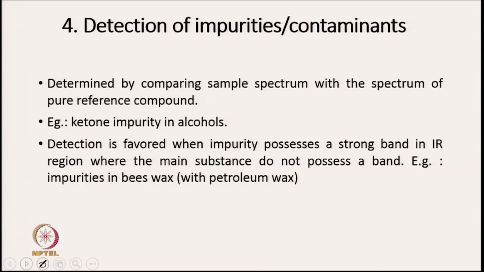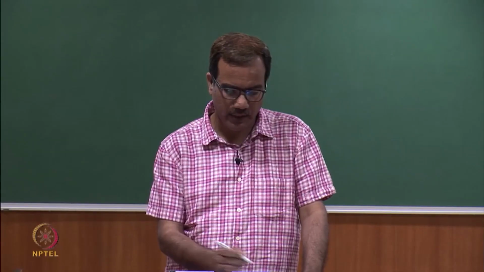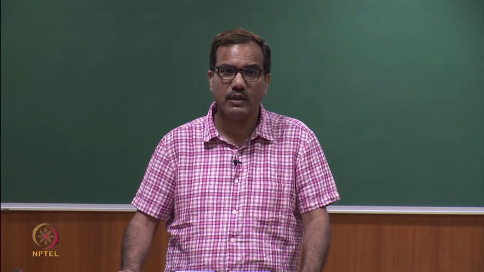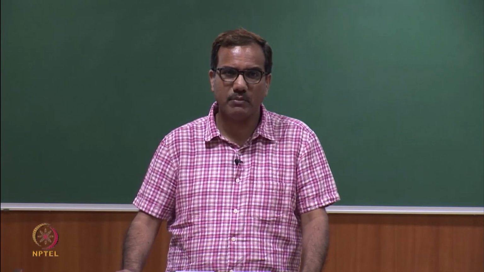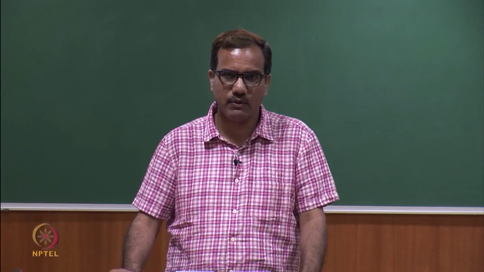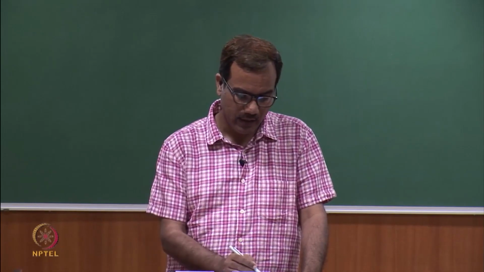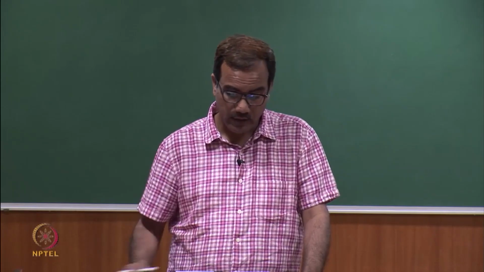Generally, detection is favored when the impurity possesses a strong band in the IR region, whereas the main substance doesn't possess a band. Then only we can detect it. So, for example, when we are comparing ketone and alcohol, ketone has a band due to CO, whereas alcohol has a band due to OH, which is absent in the other.